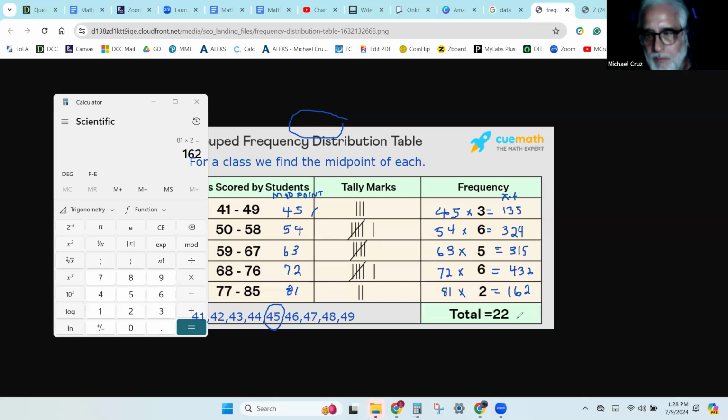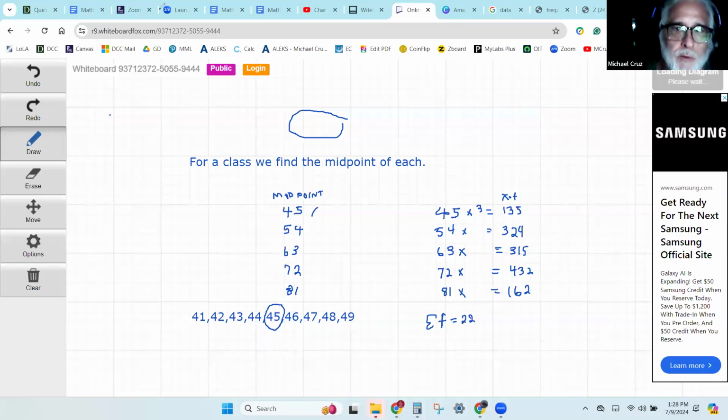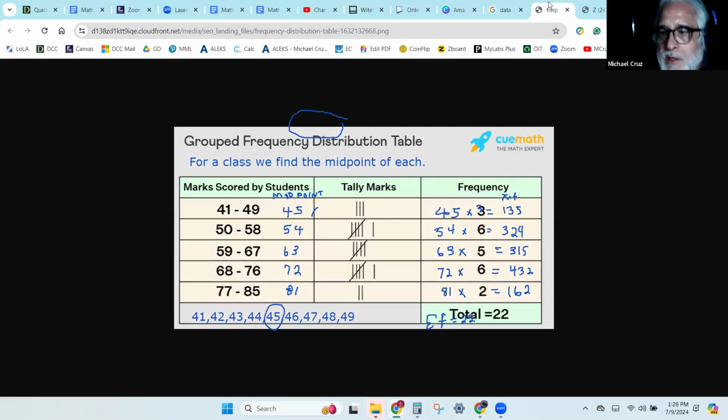Okay, so then this is the sum of the frequencies. Oh, we got that. So we got to add all these up. Let me go back over here to the white. All right, so we found out that the sum of the frequencies was 22. So this was 3. I might as well write them in there because I didn't bring them over. 6, 5, 6, 2.